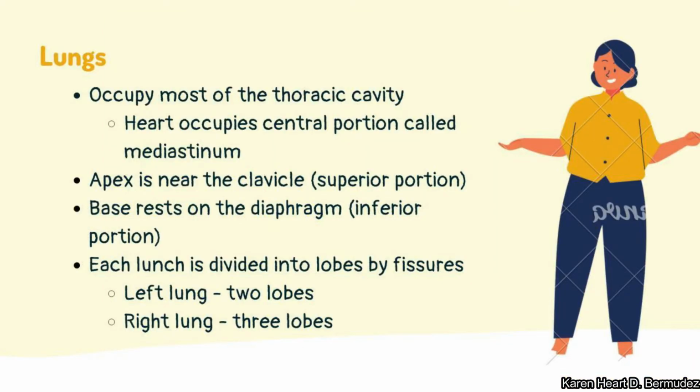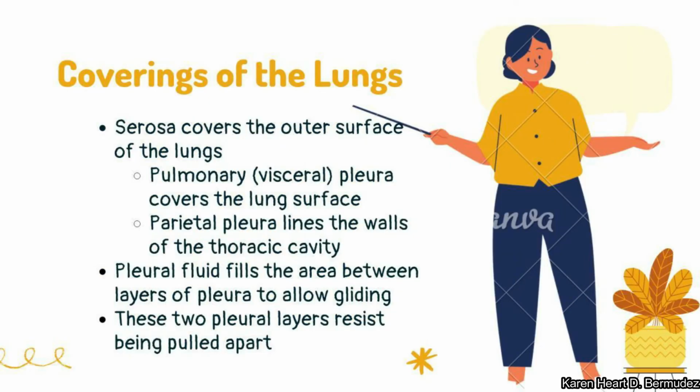The lungs occupy most of the thoracic cavity. Heart occupies central portion called mediastinum. Apex is near the clavicle or superior portion. Base rests on the diaphragm or inferior portion. Each lung is divided into lobes by fissures, the left lung with two lobes, the right lung with three lobes. The coverings of the lungs.